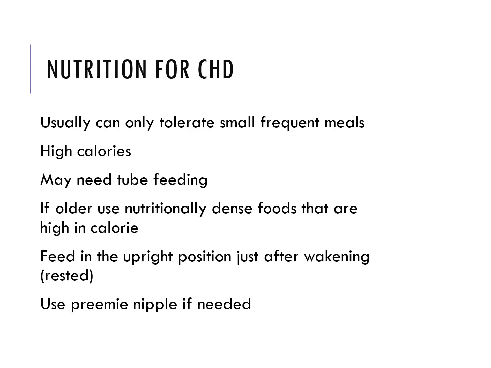Nutrition is a little different for congenital heart defects because they don't have that oxygen and energy they need. So usually they can only tolerate small frequent meals, so we need to make sure we're providing high calories. May need tube feedings. If older, they can use nutritionally dense foods that are high in calories. We want to make sure they feed in the upright position, and we want to feed them right after they wake up. So this means they have rested before, so they have that little bit more oxygen that they need to get that full feeding. These infants also may need preemie nipples if needed.